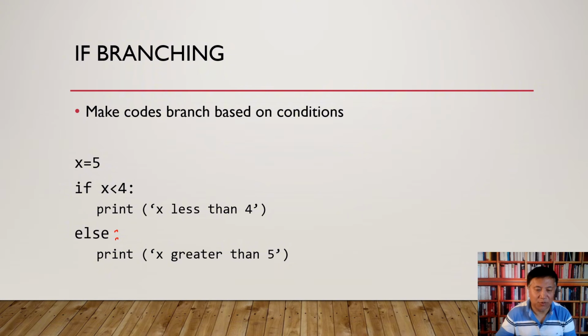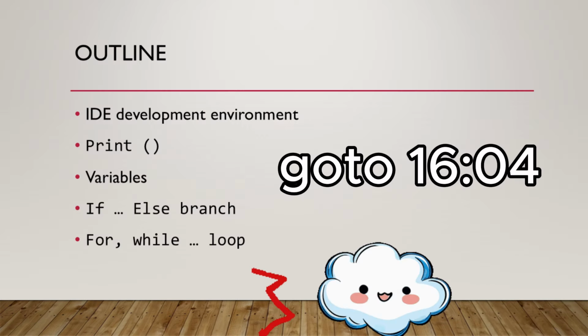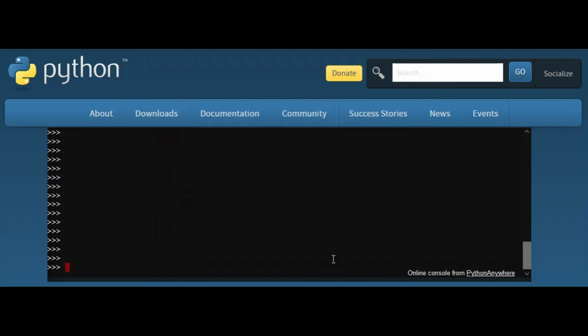Let me show you how this works in the IDE. In the main part, we use Python shell. Near the end, I'm going to show you the same exercise using Colab. Now let's do a branching experiment. We let x equal to 5. If x is less than 4, we want to print x is less than 4.